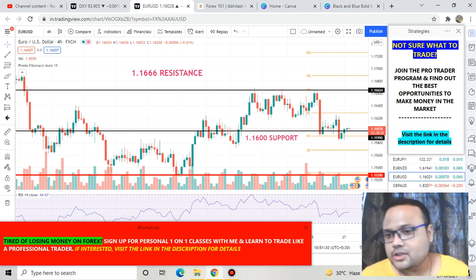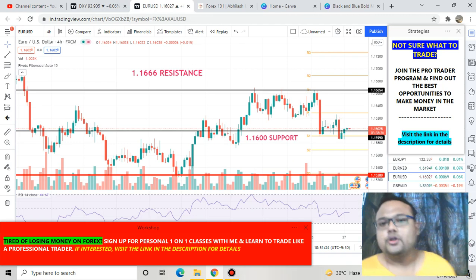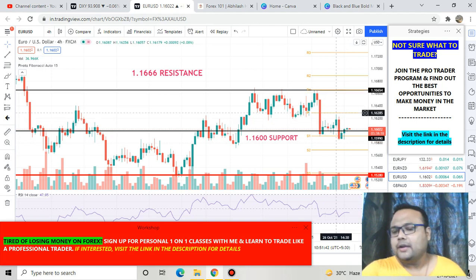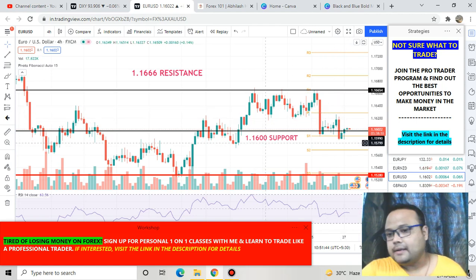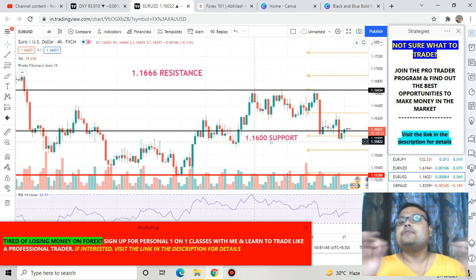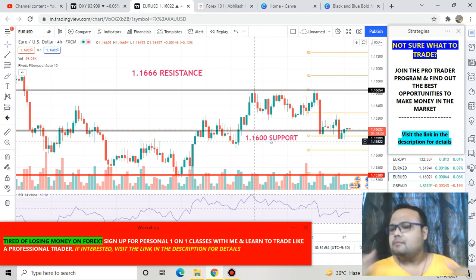This is the 4-hour chart of Euro USD in front of us right now, and as you can see, Euro USD is currently trading at 1.1602. This is the current market price, and the market is trying to take support above the temporary support level of 1.1600. This is not a very strong support, but still Euro USD is trying to respect it and trade above it.